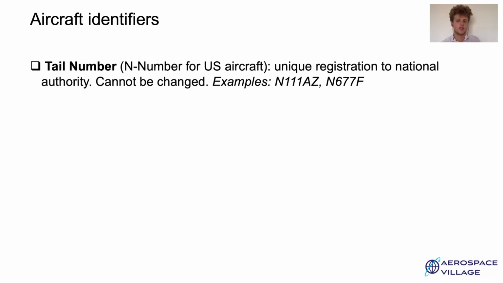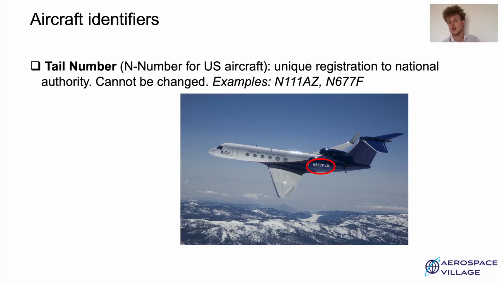Aircraft need to be identifiable at all times when flying for obvious security reasons. So first, it can be identified by the tail number, which is the unique registration by the national authority. It's also called N number in the US. And this number can never be changed. So that is the number that is usually printed at the back of the aircraft or on the tail.